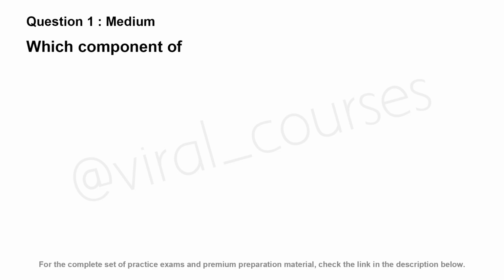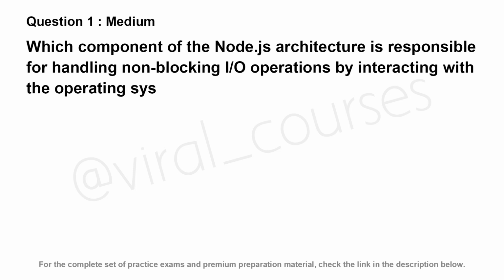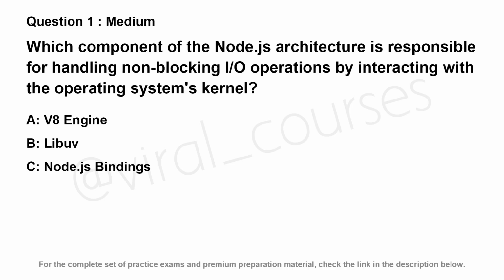Which component of the Node.js architecture is responsible for handling non-blocking I/O operations by interacting with the operating system's kernel? Option A, V8 engine. Option B, libuv. Option C, Node.js bindings. Option D, the event emitter.